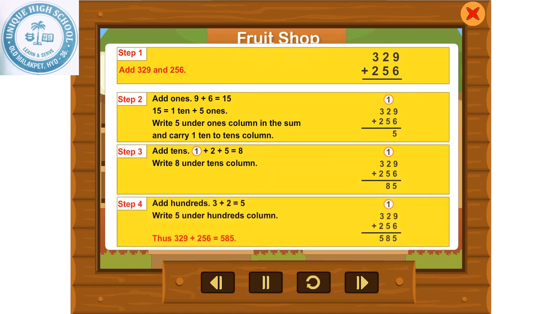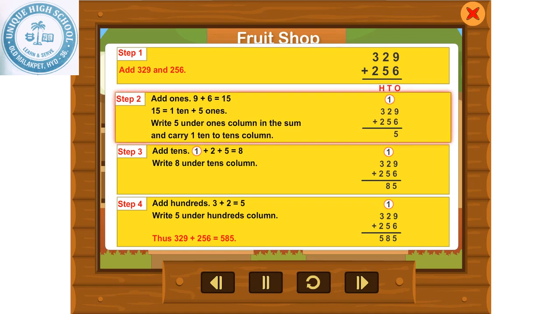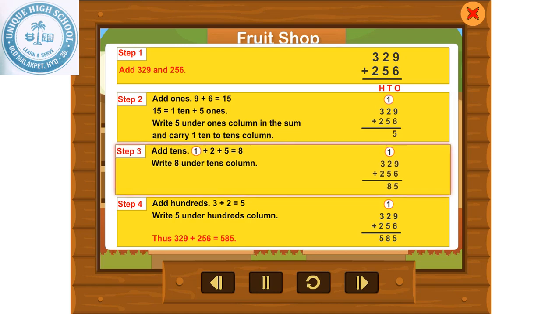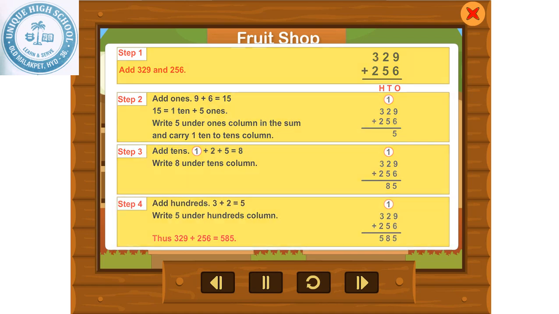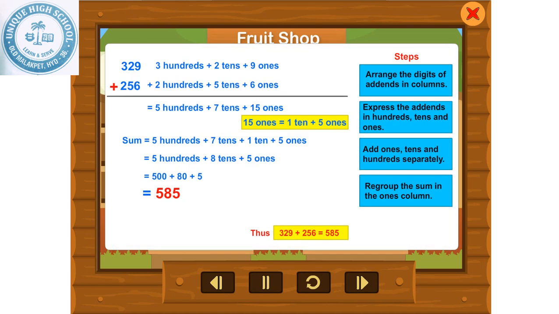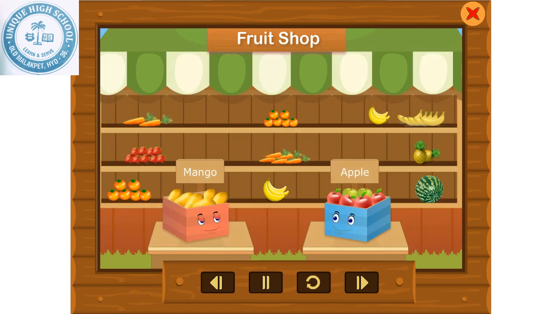Always arrange the digits of addends in columns. Express the addends in hundreds, tens and ones. Add ones, tens and hundreds separately. Regroup the sum in the ones column. Aha! It's interesting, Mango Box.